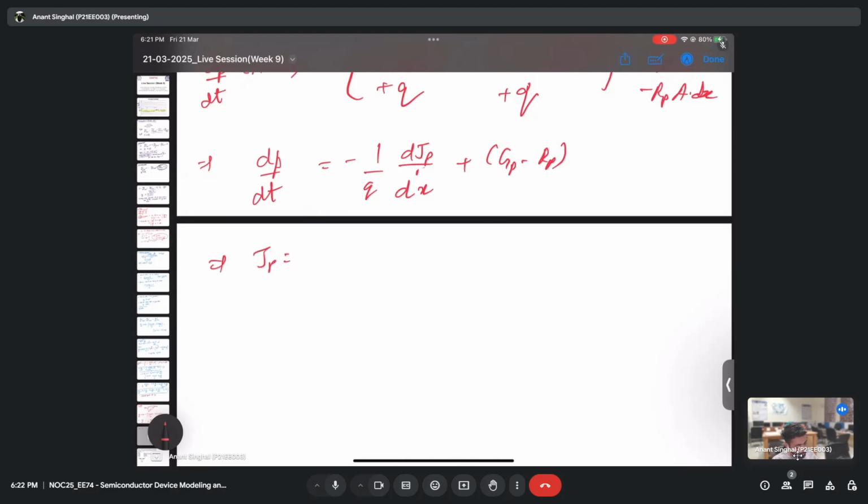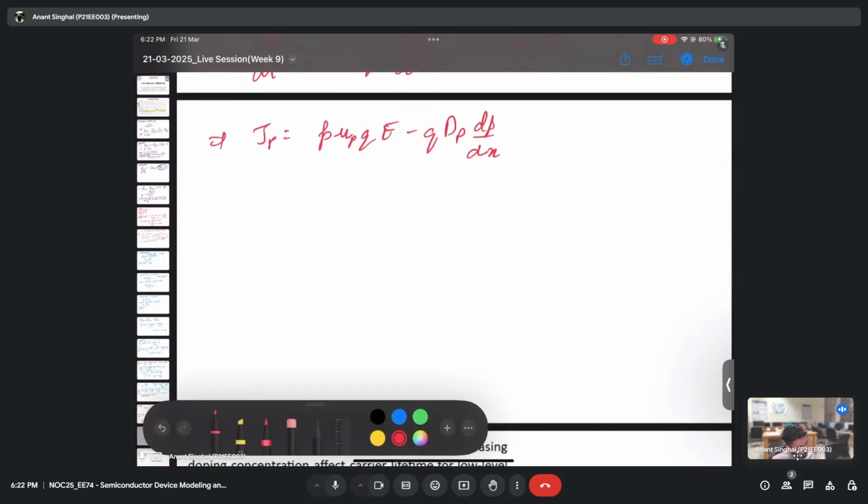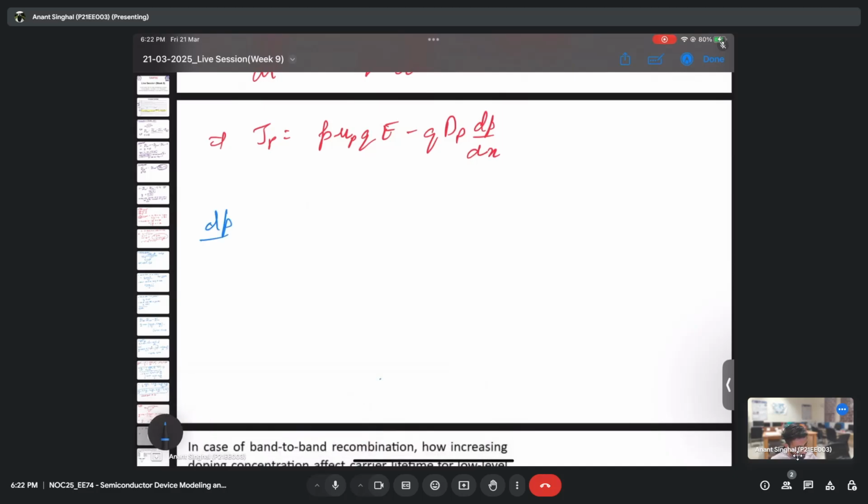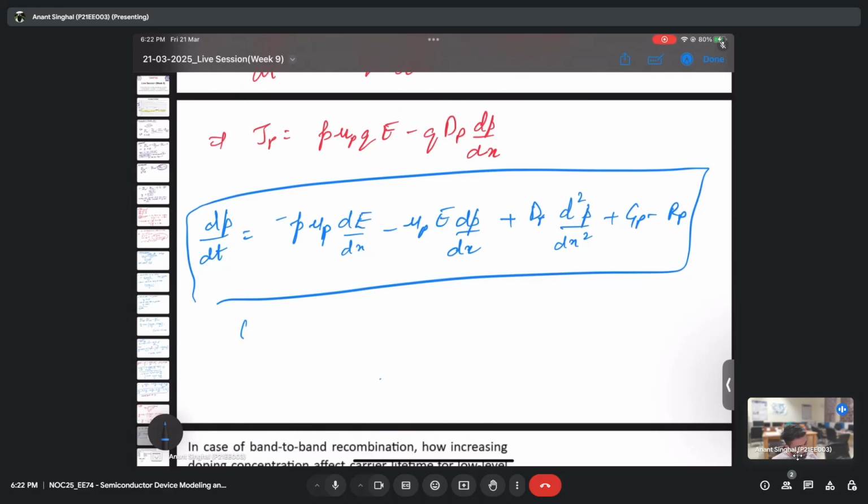And again we know that Jp is p mu p qE plus the Dp dp over dx. Sorry, it will be minus because in the diffusion term we have the minus q in this. Again we can do the differentiation and just put in the continuity equation. What we'll reap is the continuity equation for holes. So that is nothing but dp over dt is minus p mu p dE over dx, minus mu p E dp over dx, then plus Dp d2p over dx2 plus the Gp minus Rp. So this is nothing but the continuity equation for holes.